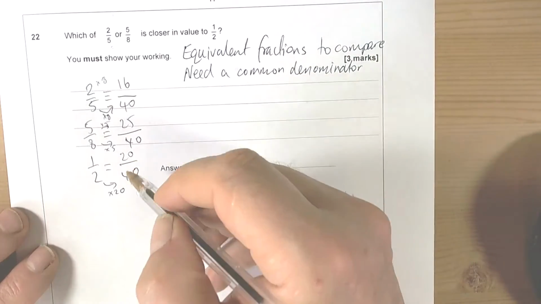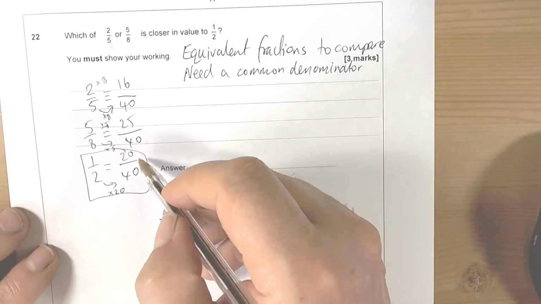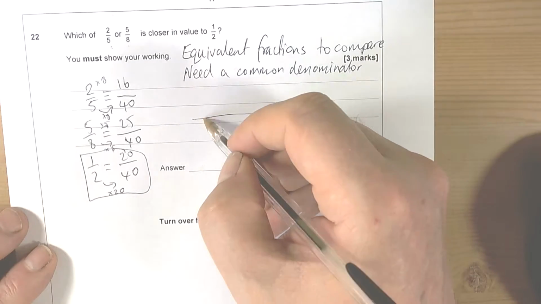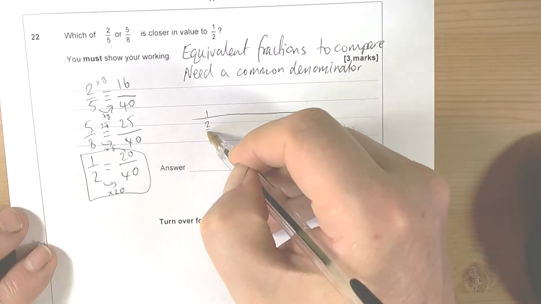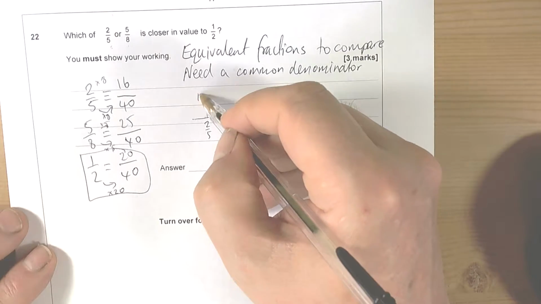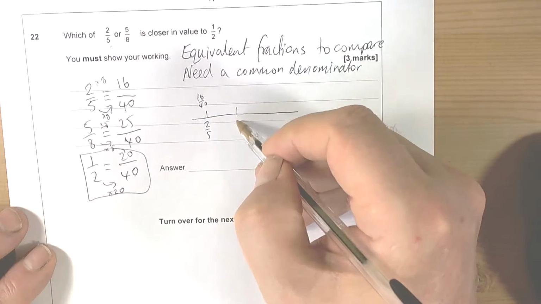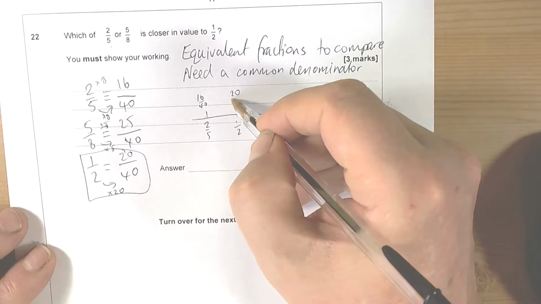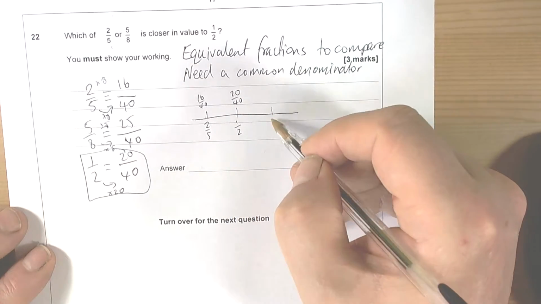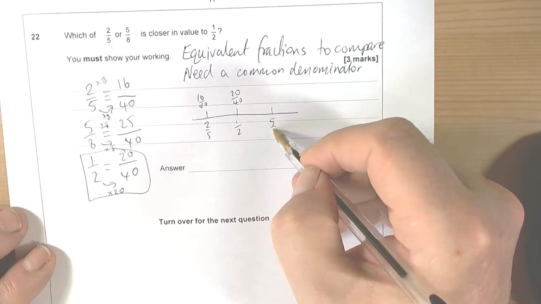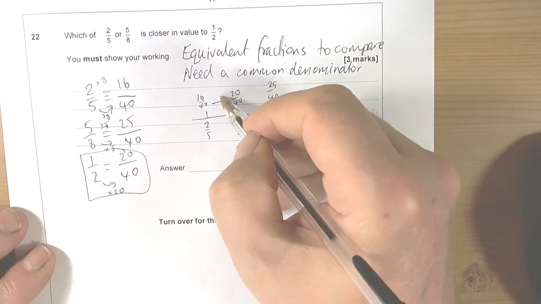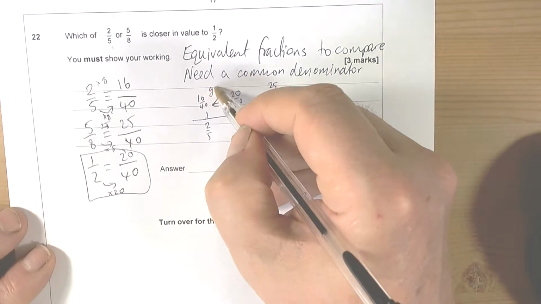Which is closer to a half? Well, we're looking to be as close to 20/40ths. Well, let's have a look at the number line. So if we put 2/5 on, then that's the same as 16/40ths. If we put a half on, then that's the same as 20/40ths. And if we put 5/8 on, then that's the same as 25/40ths. We can see the gap here is smaller.